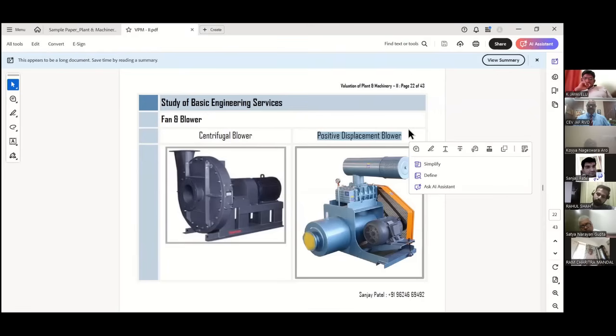Okay, so many things are a prerequisite to become a valuer of plant and machinery. If you are not capable of identifying a machine from its structure, there are deficiencies. We are not updating our knowledge on a day-to-day basis.